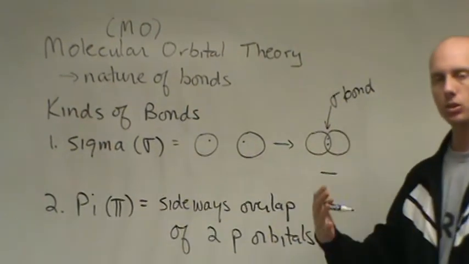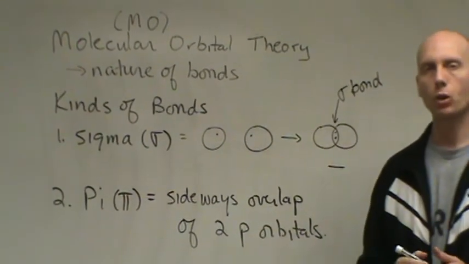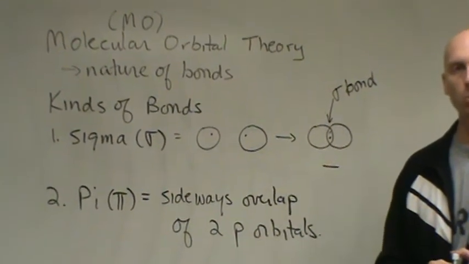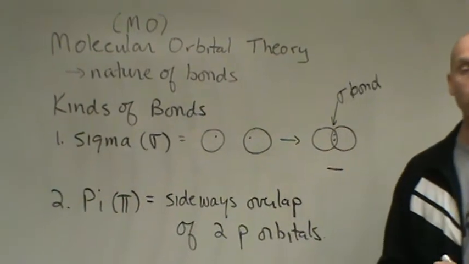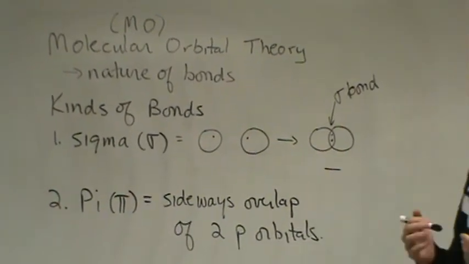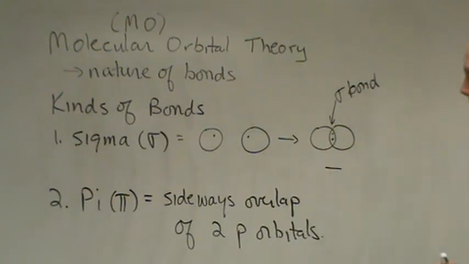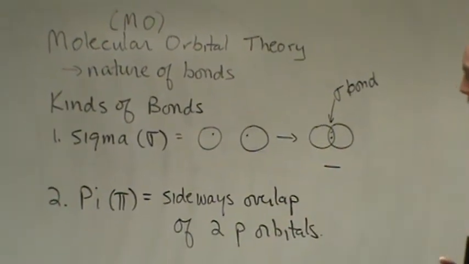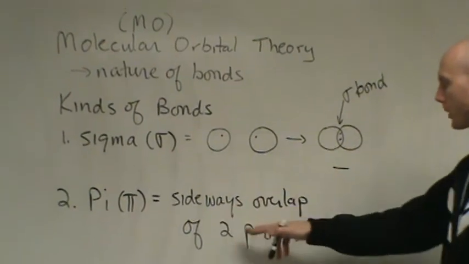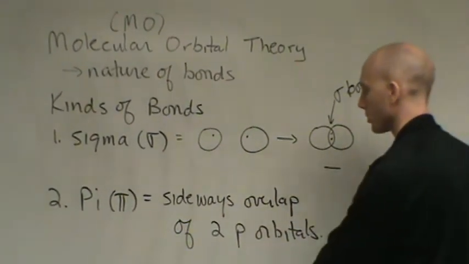So it's just a head-on overlap of these atomic orbitals. We'll be looking at some more sigma bonds later on as we get into molecular orbital theory in more detail. Let's go on to the second one. What is a pi bond? A sideways overlap of two p orbitals.